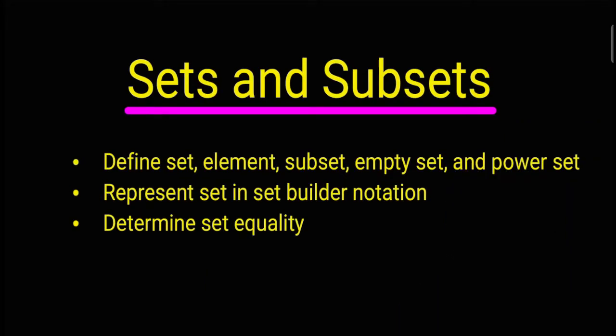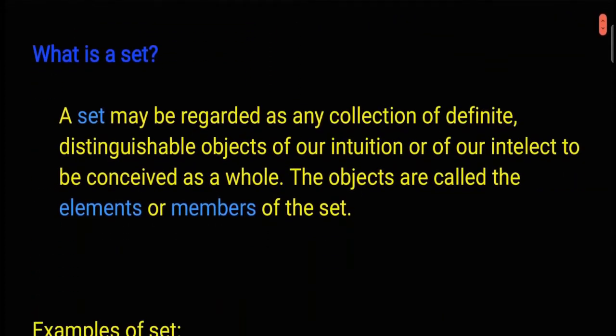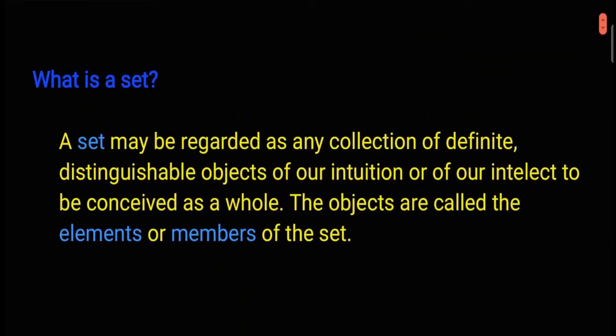Let's start with the definition. Naively, we think of a set as any collection of definite, distinguishable objects of our intuition or of our intellect to be conceived as a whole. The objects are called the elements or members of the set. So, any collection of objects which we can identify to form a whole can be considered as a set.